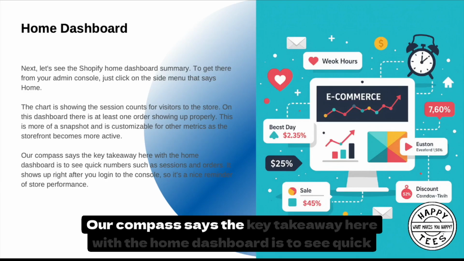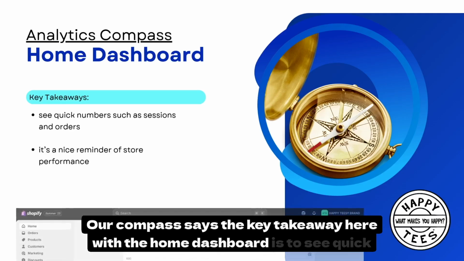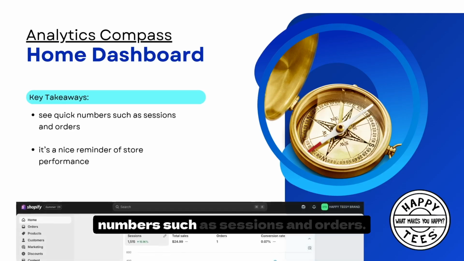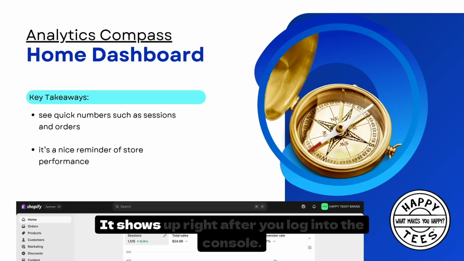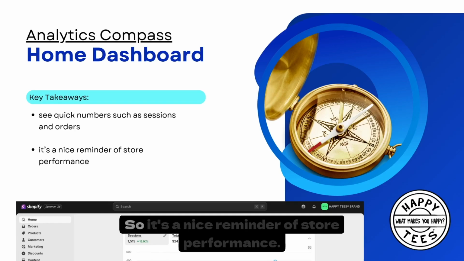Our compass says the key takeaway here with the Home Dashboard is to see quick numbers such as sessions and orders. It shows up right after you log into the console, so it's a nice reminder of store performance.